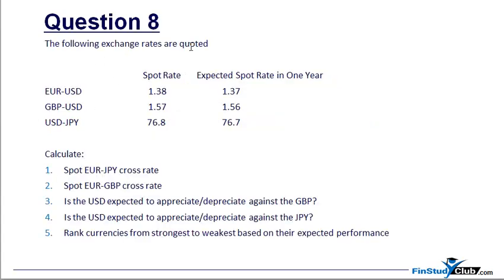The following exchange rates are being quoted. The Euro USD rate, spot rate, as well as the expected spot rate in the next 1 year has been indicated. The Sterling USD rate, as well as the USD Japanese yen. So what are we supposed to calculate? We are supposed to calculate the spot Euro Japanese yen cross rate. Now the Euro Japanese yen rate has not been given directly, so one would have to combine the three to finally arrive at the Euro Japanese yen combination. Now that's precisely what we mean by cross rate.